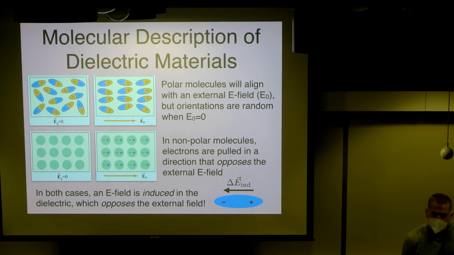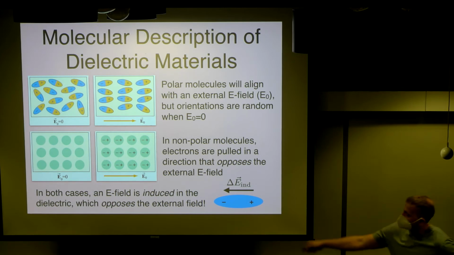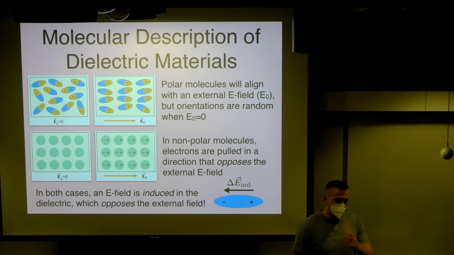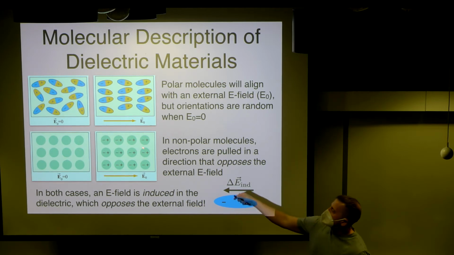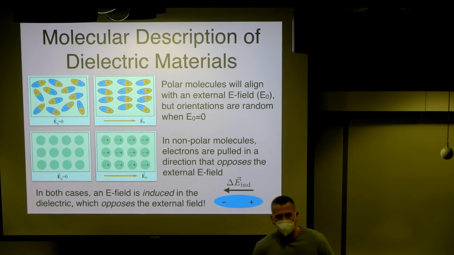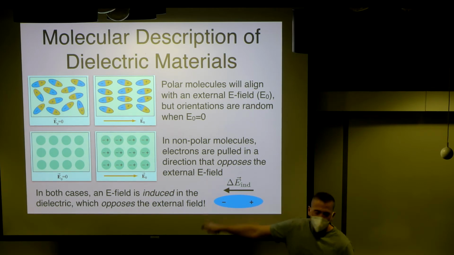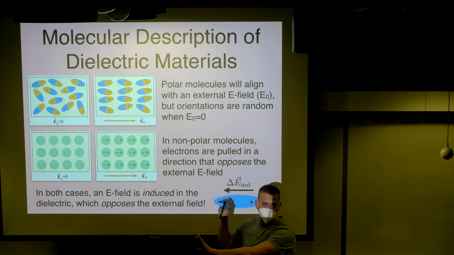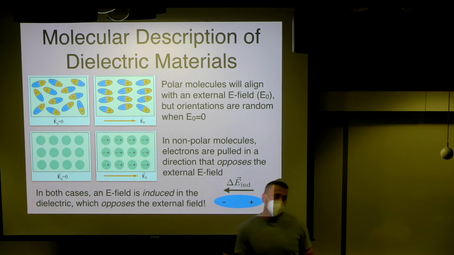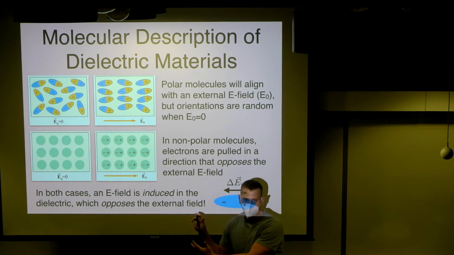Does that make sense? All right, so any way you cut it, you're going to get this alignment of the molecules with a positive end going with the E field and a negative end going against the E field. Okay? So what we call this is the induced electric field. So we want to be very clear about what's happening. There's E naught in this picture, which is some outside electric field. It's an external electric field that these molecules are not creating. They're just inside of that electric field.